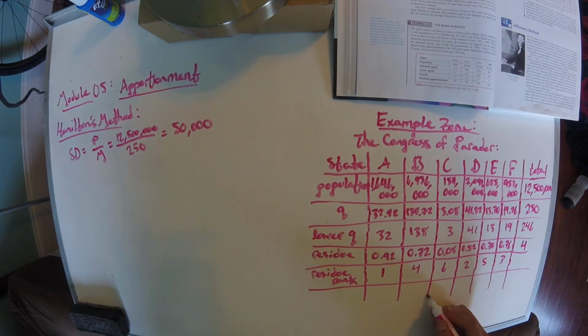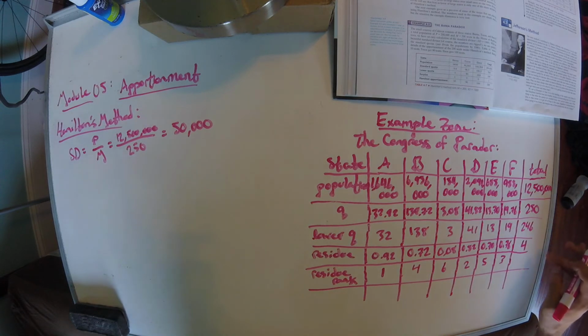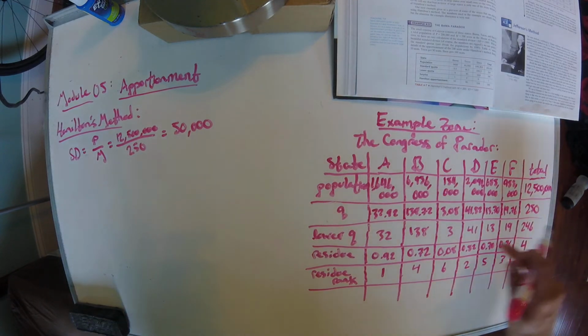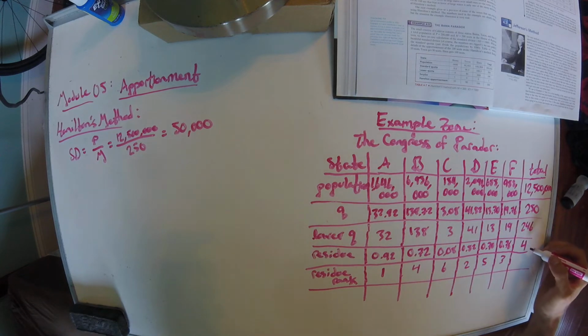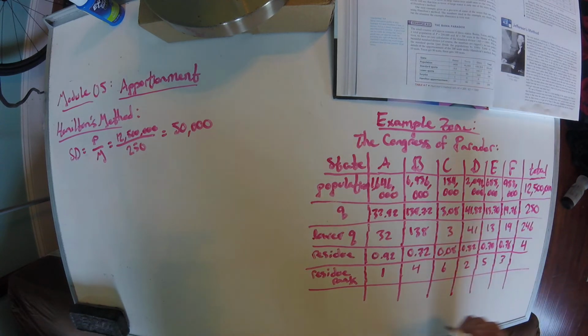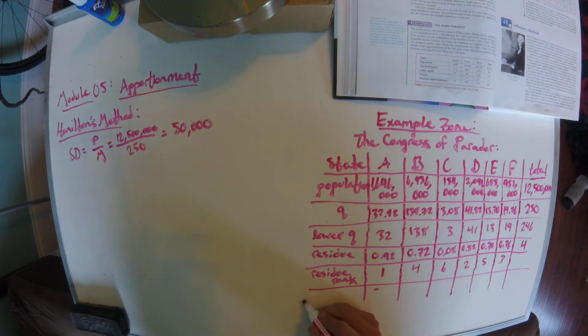Okay, so now the last step of the Hamilton method is to take the sum of our residues, these 4 seats that were not given to anybody in the lower quota, and we give them in order of the size of the residues. So we take one of these 4 extra seats and we give it to A because A had the biggest residue. And this is the apportionment row. So this is the final thing.